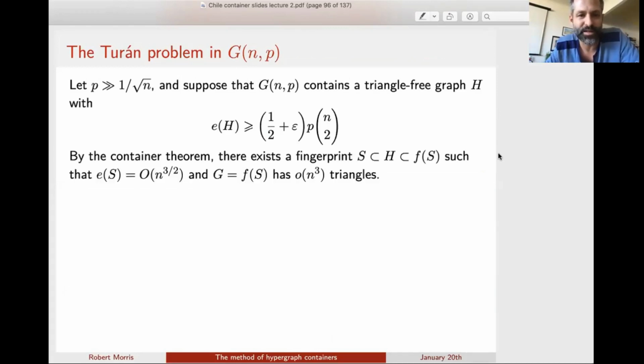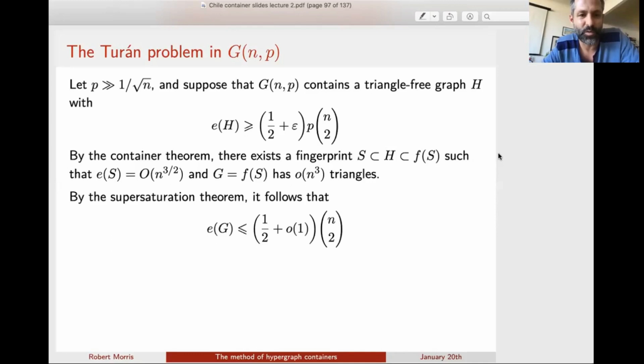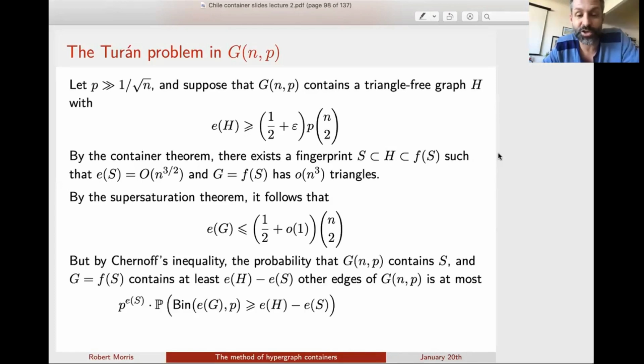So there's a fingerprint which maps to a container. The fingerprint is small, and the container has few triangles. We apply supersaturation to the container to deduce that it has few edges. We apply Chernoff to bound the probability. So we now want a probability bound. So what are the two unlikely events?